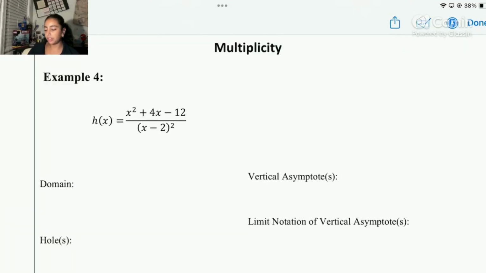Okay, now multiplicity is where you need to start being really careful about your vertical asymptotes and holes, because this is a really easy way to lose points on your AP exam or just your test in class.